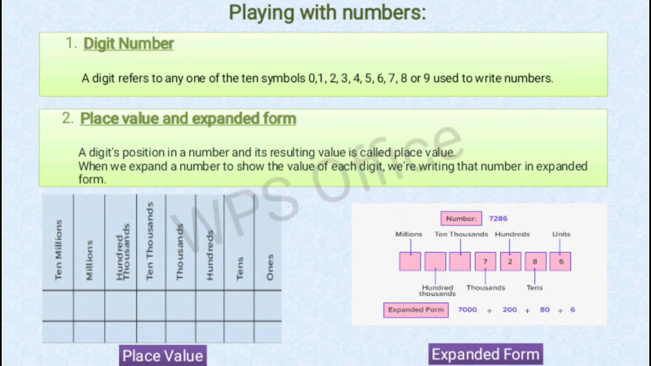Now place these digits from the right hand side in the chart. The 6 will come at unit place, that is ones. 8 will come at tens place, 2 will come at hundreds place, and 7 will come at thousands place. Now if I ask you what is the place value of 8, then the place value of 8 is tens. We can write the same number in expanded form as 7000 plus 200 plus 80 plus 6 according to the place value of the numbers. Now, what is the place value of 7? The place value of 7 is 1000.